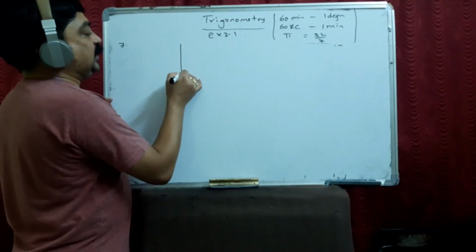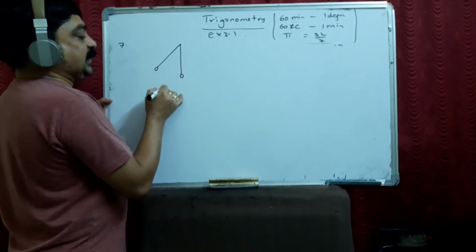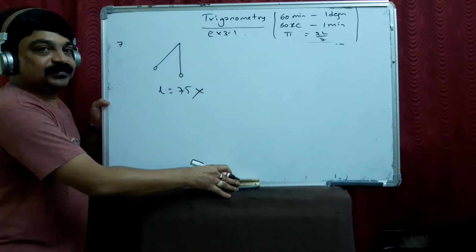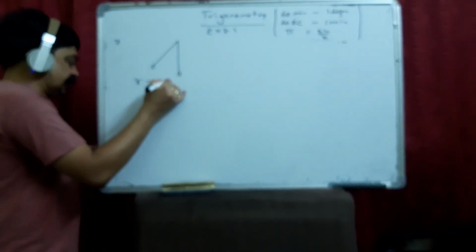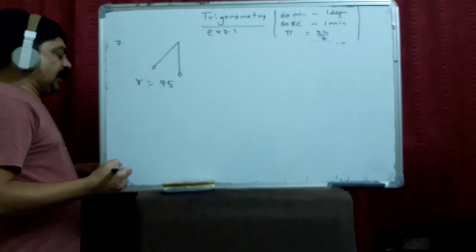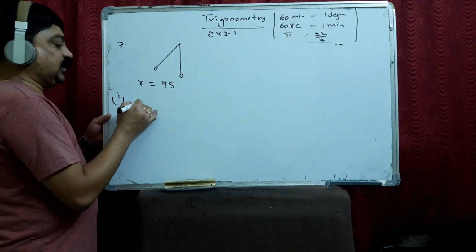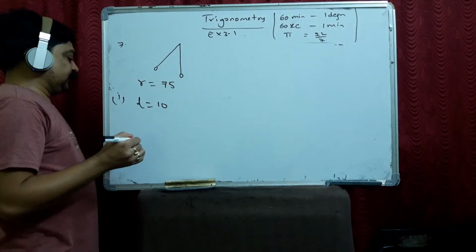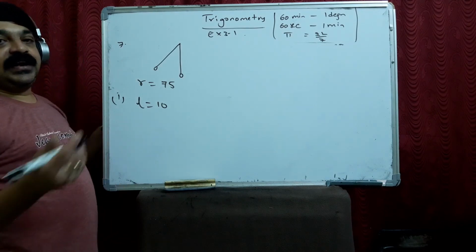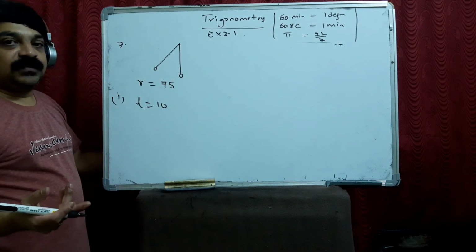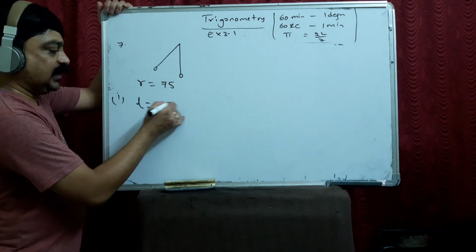See in the next question, the question is about a pendulum swinging. We think that when the pendulum swings its length is 75, which is wrong. When the pendulum length is given, that should be taken as the radius. Pendulum length is the radius, and the arc length: in the first question, arc length L is equal to 10. Okay? So what did they ask us to find out? The angle in radians. Angle in radians means in terms of 2 pi or pi.